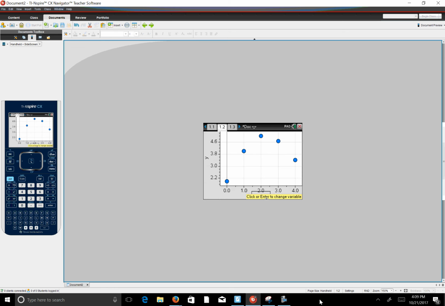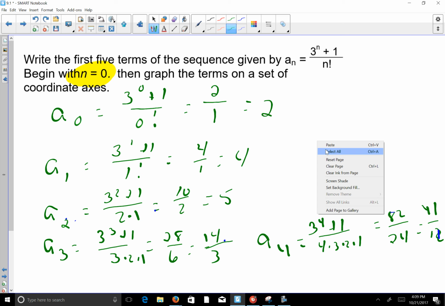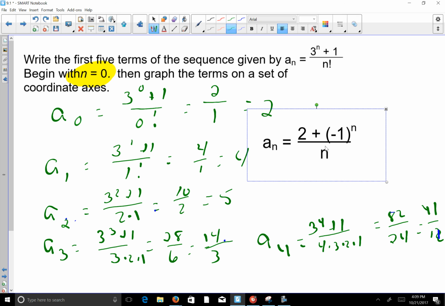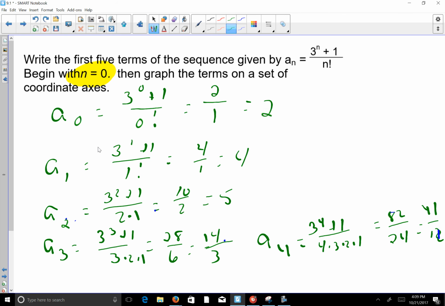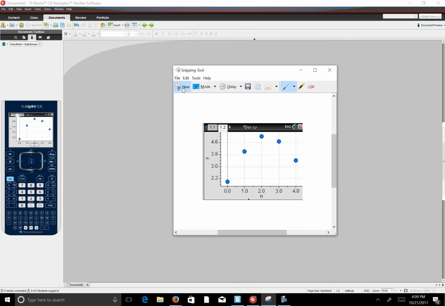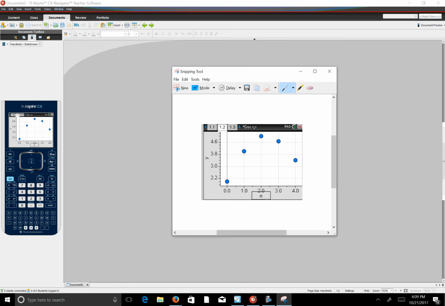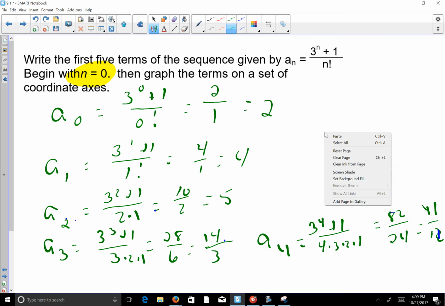So then what I'm going to do is bring that graph, hopefully, on here. Nope, I'm not. That's okay, we'll try again. New, do it again. And we'll bring it up here.